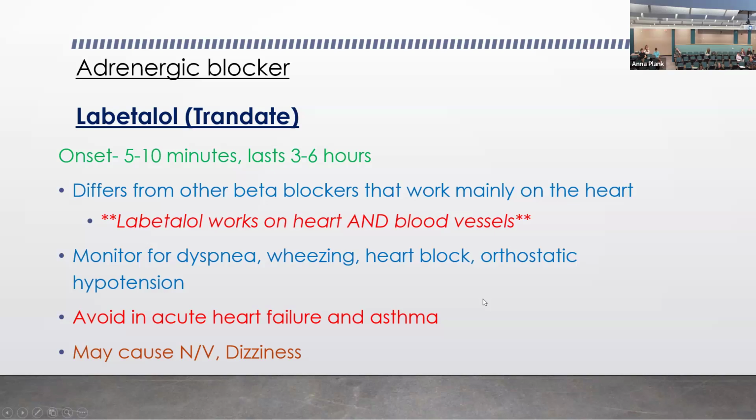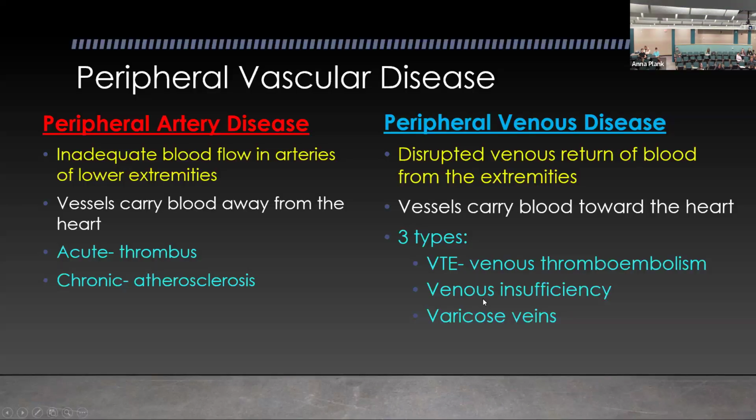Okay, and we're going to use it with caution, just like we do beta blockers with asthma, with heart block, all the same things you have learned already about beta blockers. Just understand labetalol works faster. The IV form works in 5 to 10 minutes, lasts 3 to 6 hours, and it works on the heart and the vessels. Okay. Are we good with that amount of material?